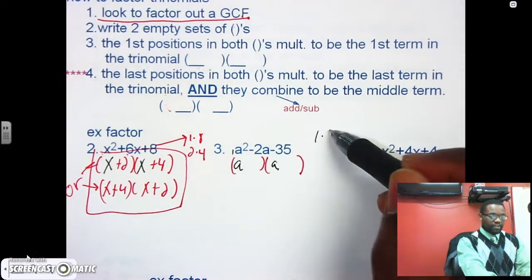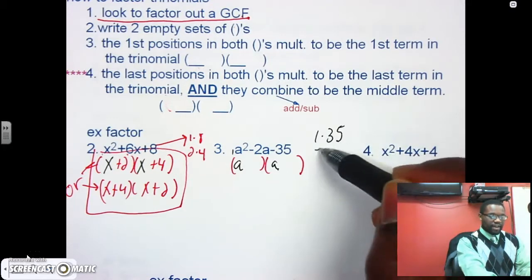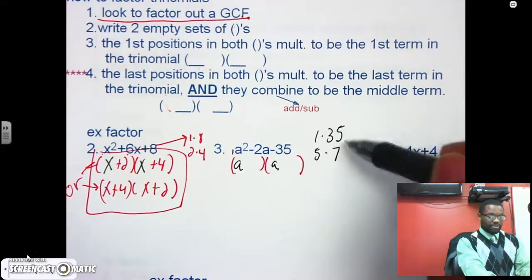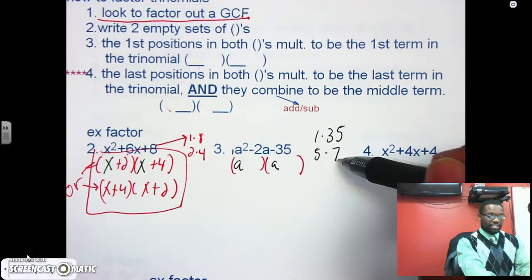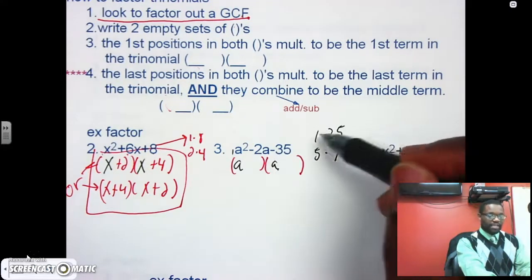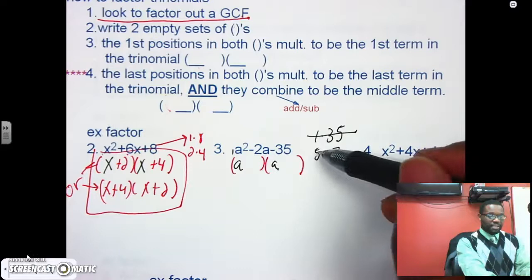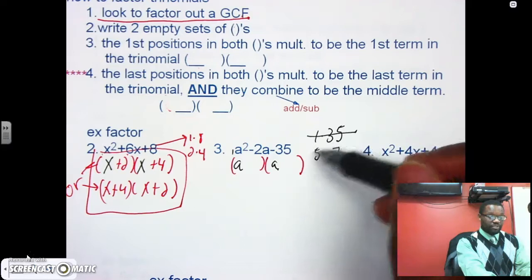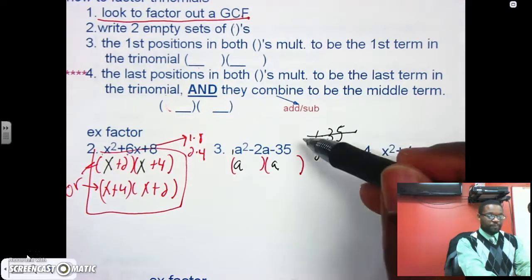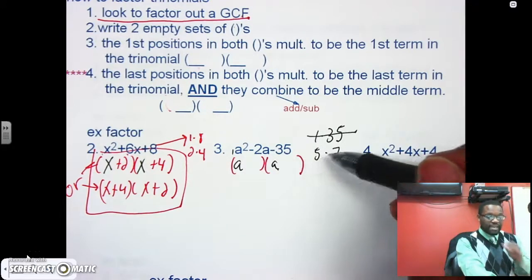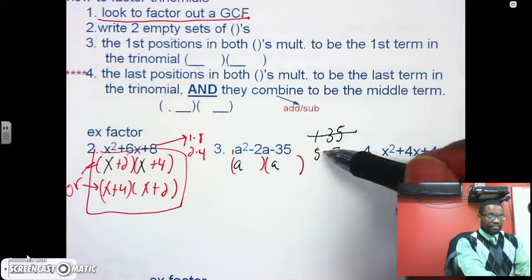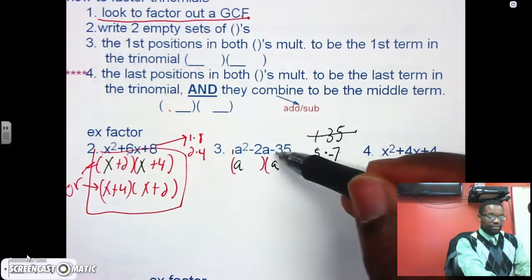So 1 and 35 and 5 and 7. Out of these two number combinations, which one of these can add or subtract possibly to give me a negative 2? There's no way I can get a negative 2 out of 1 and 35. Does a positive 5 and a positive 7 give me a negative 2? No. Does a negative 5 give me a negative 2 when I put those two together? A negative 5 plus 7 gives me a positive 2. The only way I get a negative 2 is by 5 and negative 7. So 5 minus 7 equals negative 2. And 5 times a negative 7 equals negative 35.